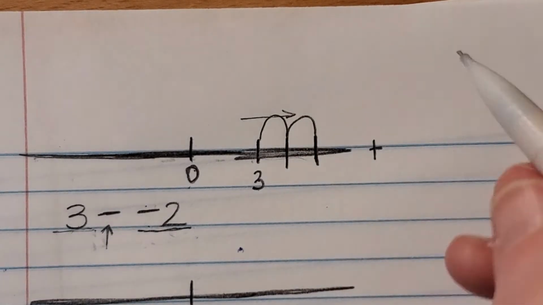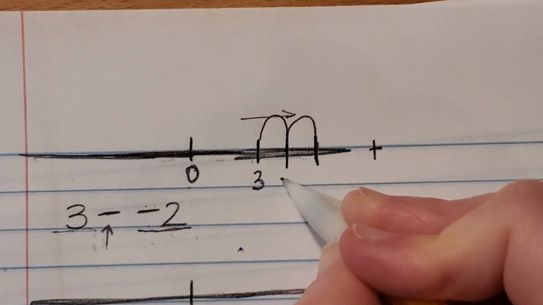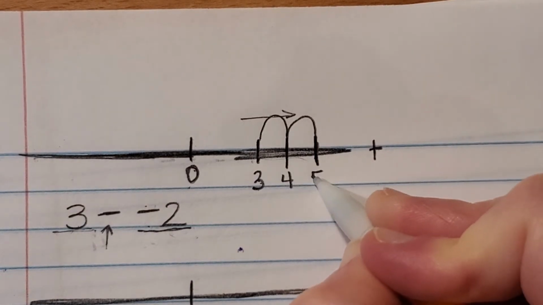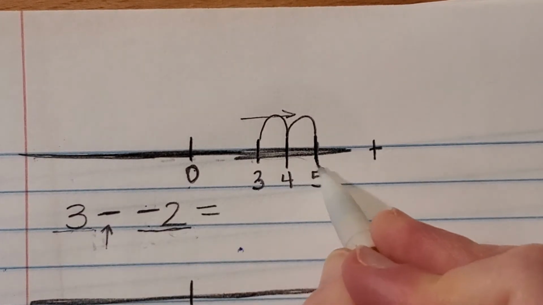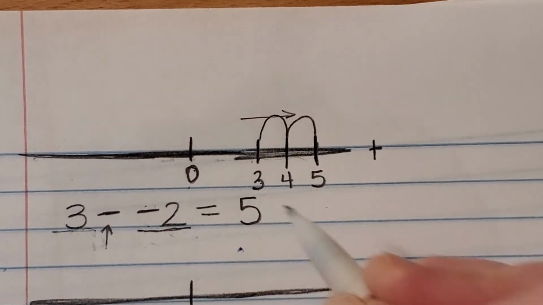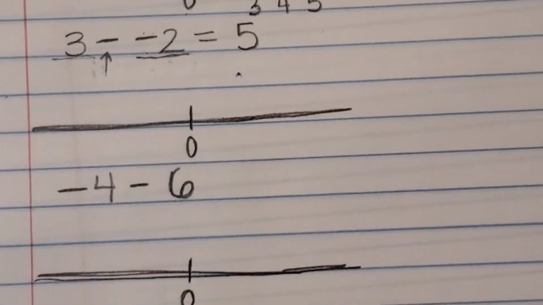I just have to figure out what number this line would represent. So this is 3. Next would come 4, and lastly would come 5. So 3 minus negative 2 is just 5, and it is positive. Let's look at another example.